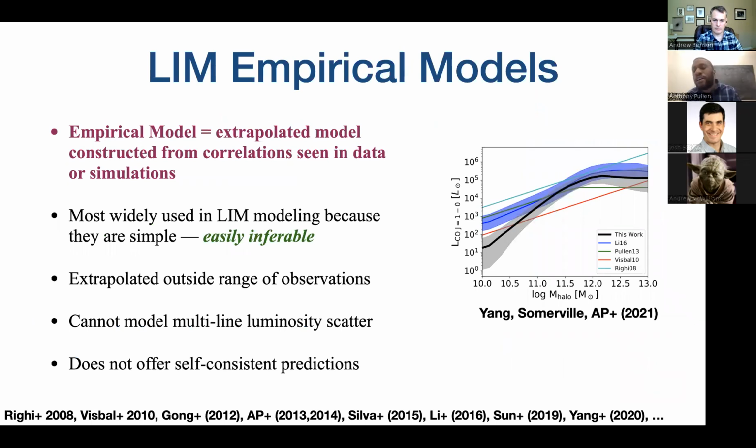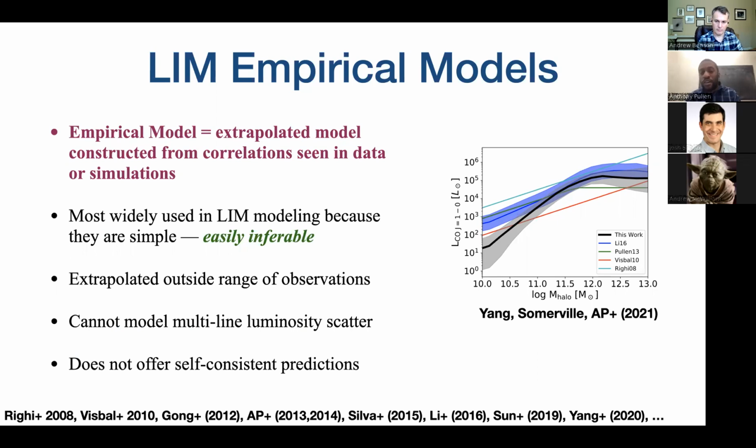Many of these models currently in the literature are what we call empirical models, where you extrapolate from correlations seen in data or simulation. So you either have data, giving you all the galaxies as well as what the emission is, and you use that to make an empirical model, or you have an actual simulation that predicts both where the galaxies are and the luminosity, and you try to build a model from there. This is really what's used in the literature. The reason we use it is that it's very inferable. If you have a simple analytic model, you can input it into an inference model very easily.